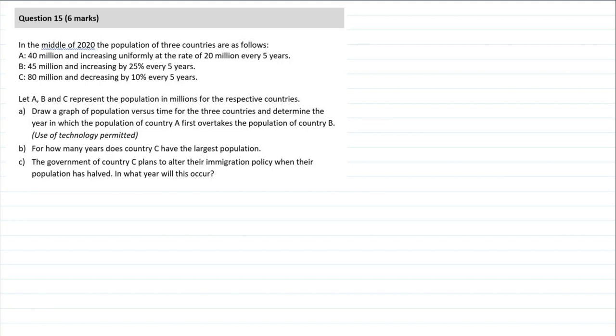So I'm going to have a little bit of analysis here because you always have to start by interpreting. 40 million and increasing. So these 40 million, 45 million, and 80 million all represent starting values. Increasing uniformly suggests that this is increasing linearly. It's increasing by 20 million every 5 years. Now, I'm just going to make the note here, because it says 5 years, I'm going to use fives as my scale. Not 1 year, but 5 years as my scale. So my T will be the number of 5-year increments, but we'll get to that in a minute.